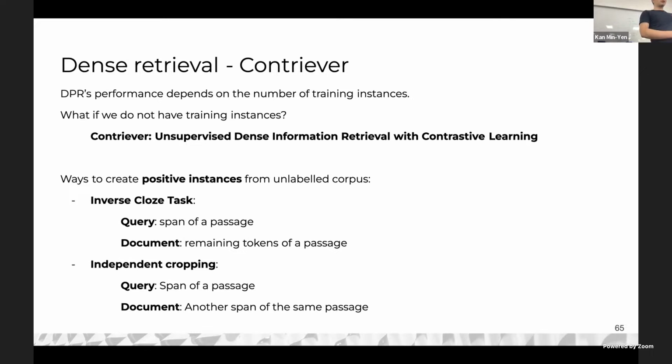So a more recent work is called Contriever, and the title is Unsupervised Dense Information Retrieval with Contrastive Learning. I think all of these terms you have seen before. Dense information retrieval with contrastive learning is what the previous works I just introduced did, and their main idea is that we want to do it in an unsupervised way. Since we are in an unsupervised world, there's no label or anything, so we have to make our own instances. Here the authors' main contribution is that they find ways to create positive instances from an unlabeled corpus.